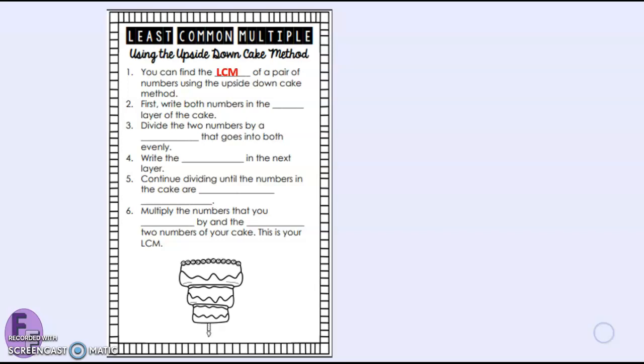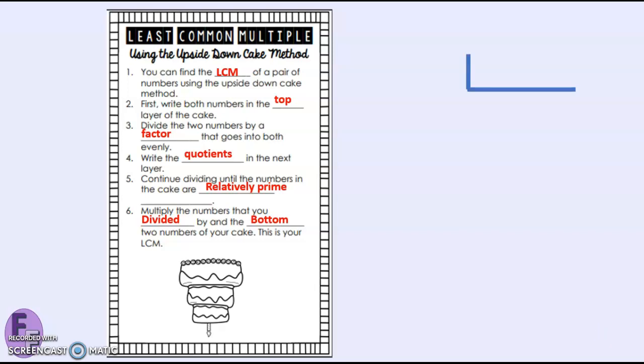You can find the least common multiple of a pair of numbers using the upside down cake method. First, write both numbers in the top layer of the cake. Divide the two numbers by a factor that goes into both evenly. Write the quotients in the next layer. Continue dividing until the numbers in the cake are relatively prime. Relatively prime means that they only have the factor of 1 in common. Multiply the numbers that you divided by and the bottom two numbers of your cake. The answer is your LCM.